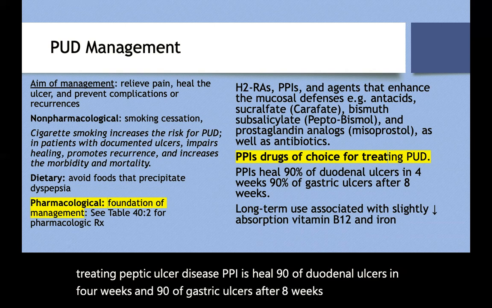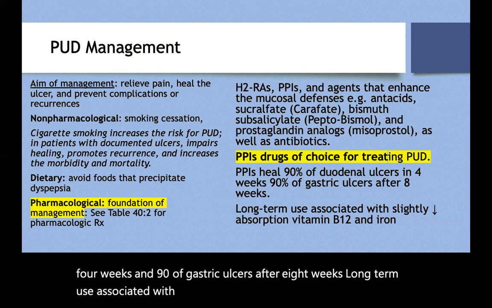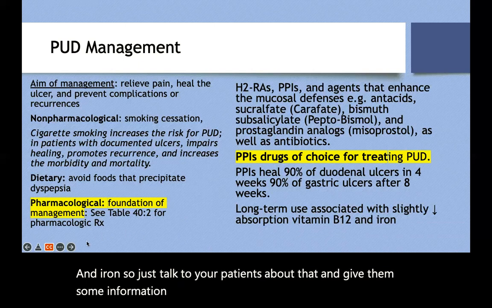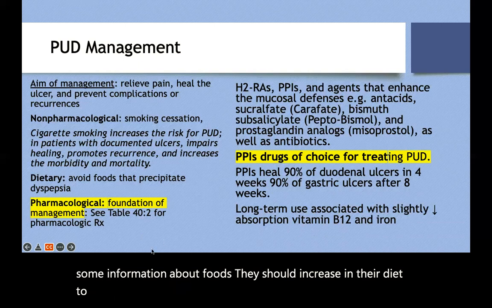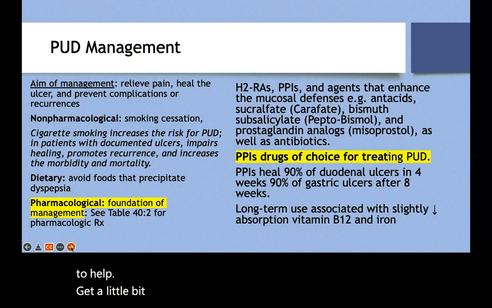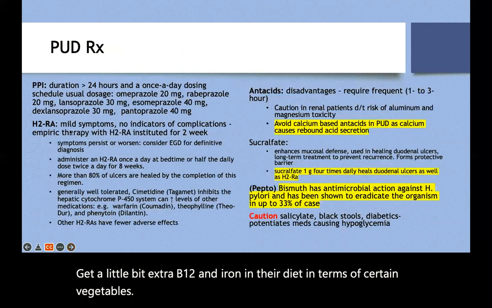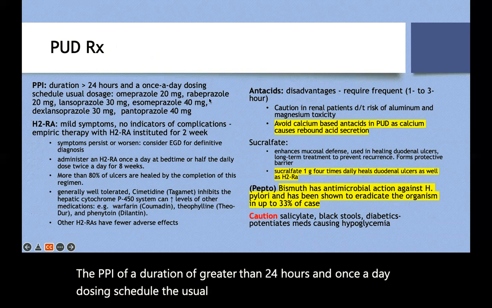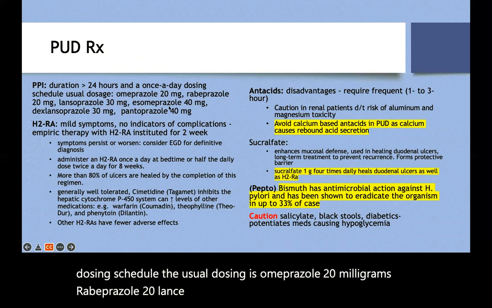Long-term use is associated with slightly decreased absorption of vitamin B12 and iron. So just talk to your patients about that and give them some information about foods they should increase in their diet to help get a little bit extra B12 and iron, in terms of certain vegetables. The PPI has a duration of greater than 24 hours and a once a day dosing schedule. The usual dosing is omeprazole 20 milligrams, rabeprazole 20, lansoprazole 30, esomeprazole 40, and so on and so forth, pantoprazole 40.